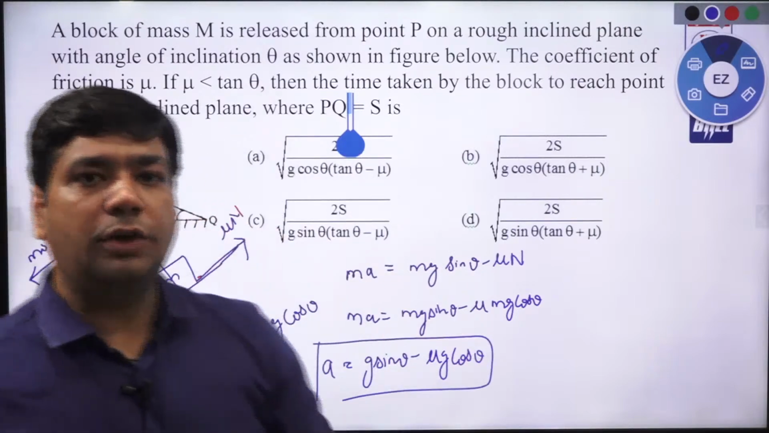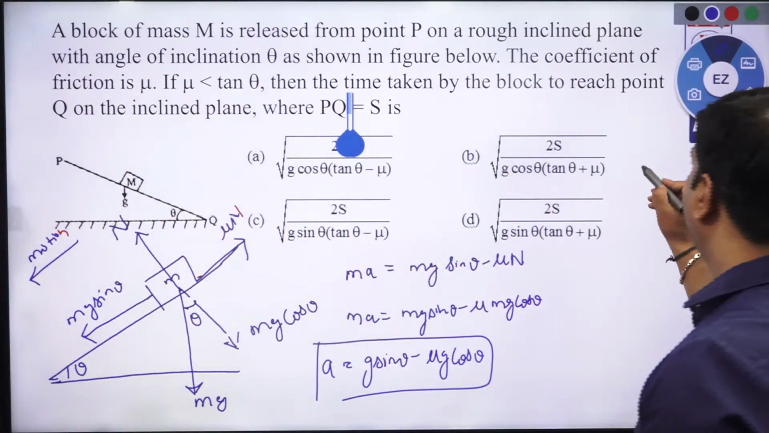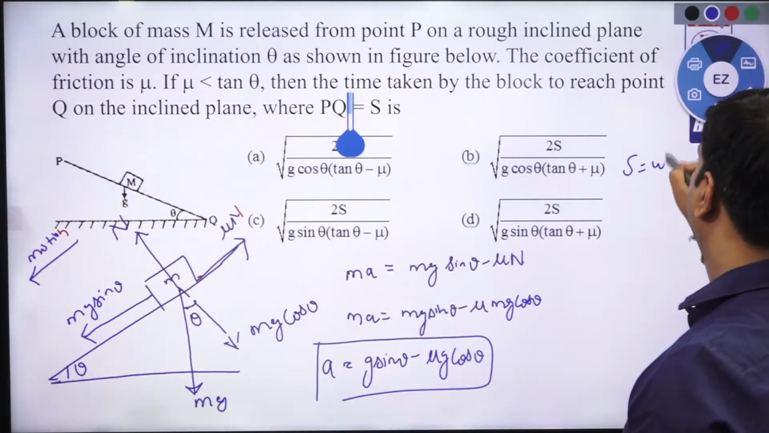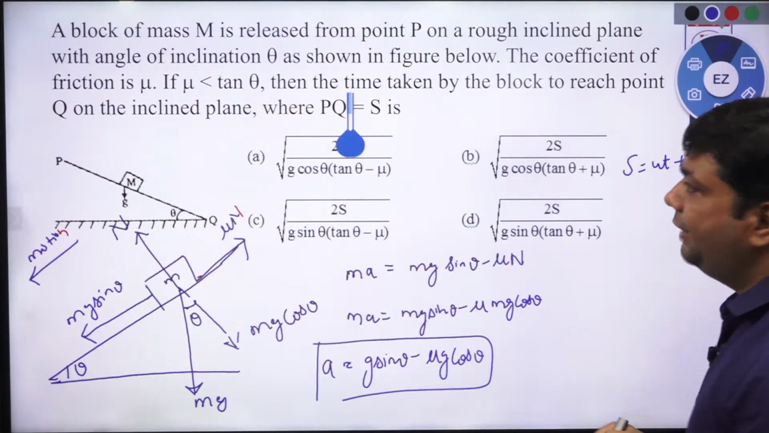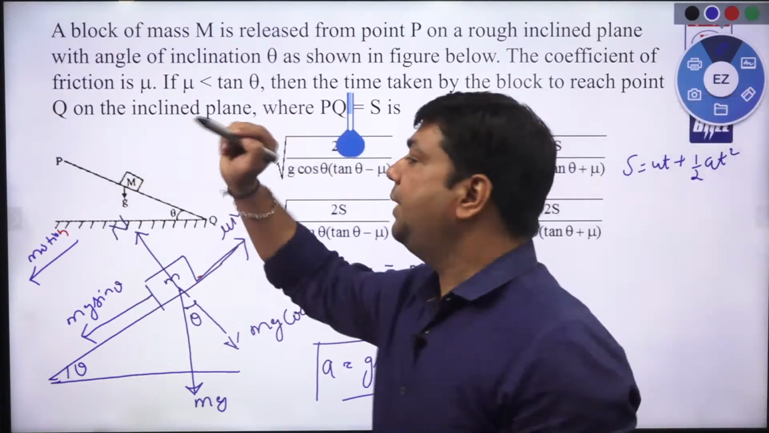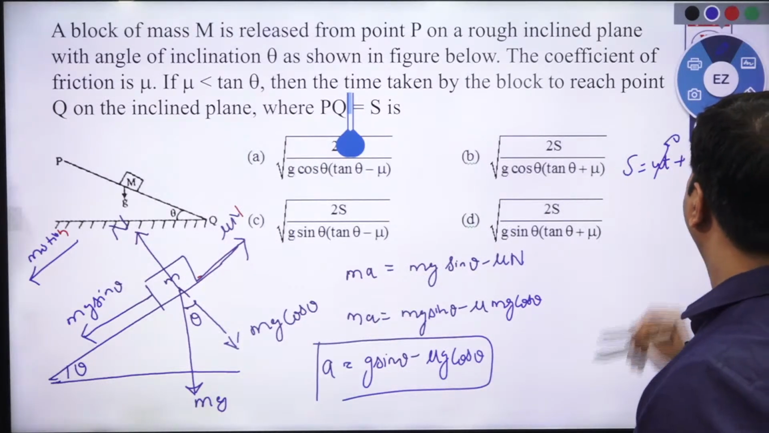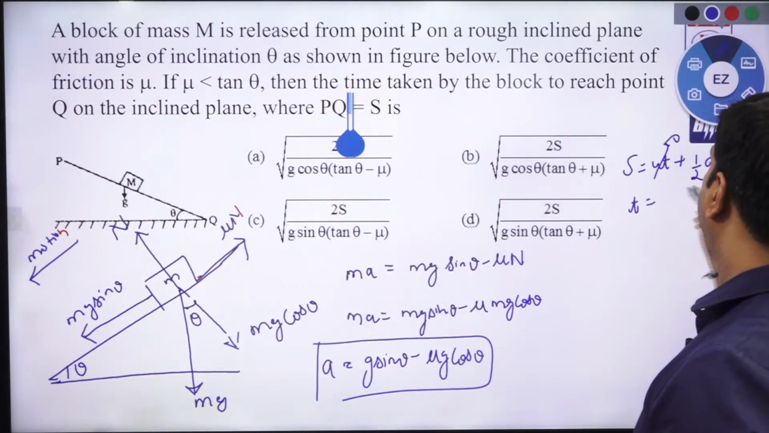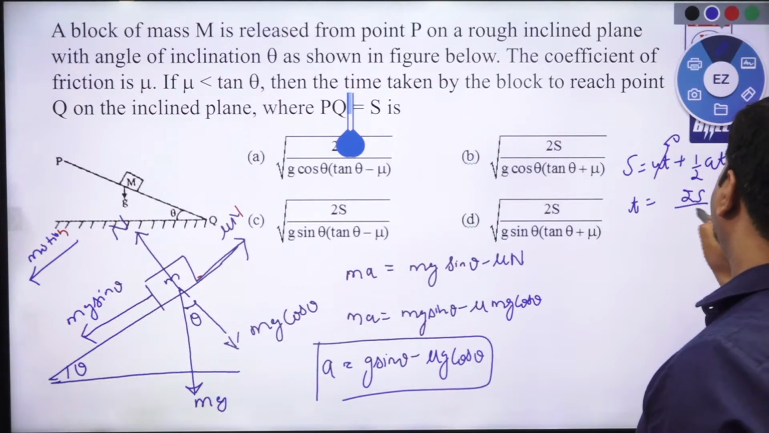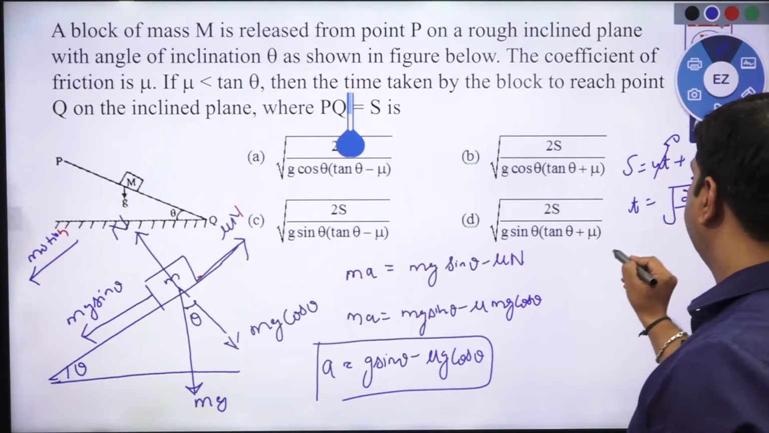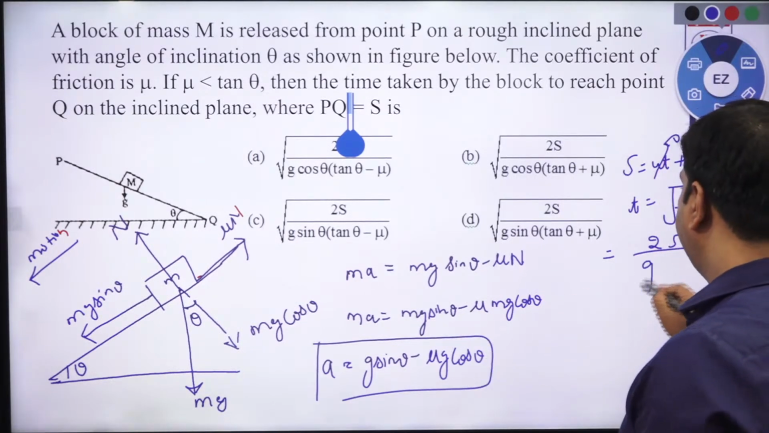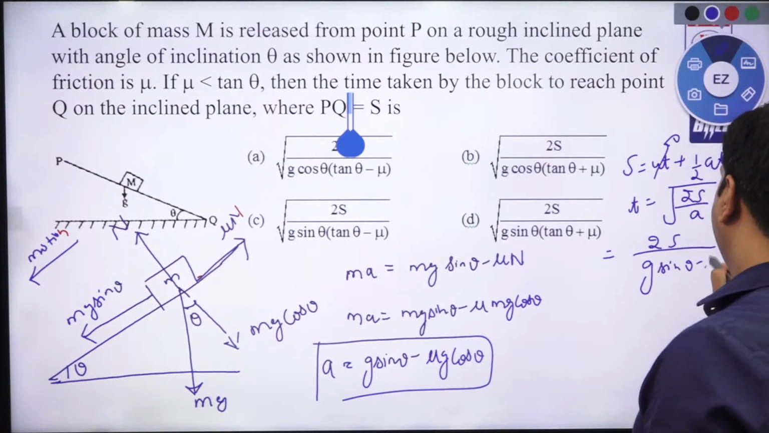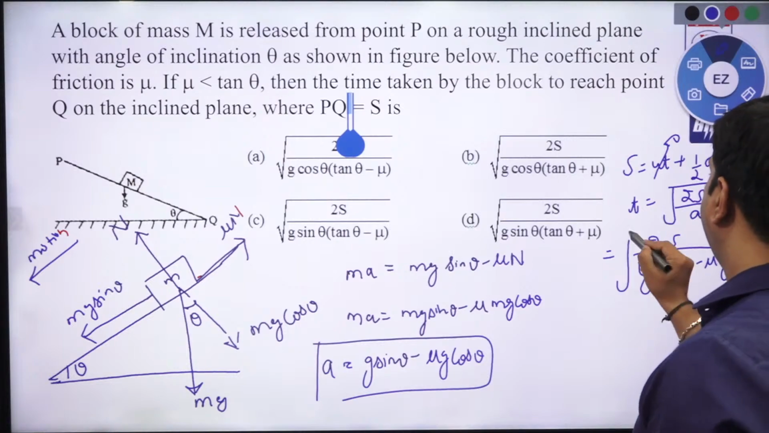If you apply the equation of motion, s equals ut plus half at square, you know very well that when it starts moving from the point P, u is going to be 0. So from here the time equals root of 2s by a. You just put the value of a, that is g sin theta minus mu g cos theta, inside the root bracket.